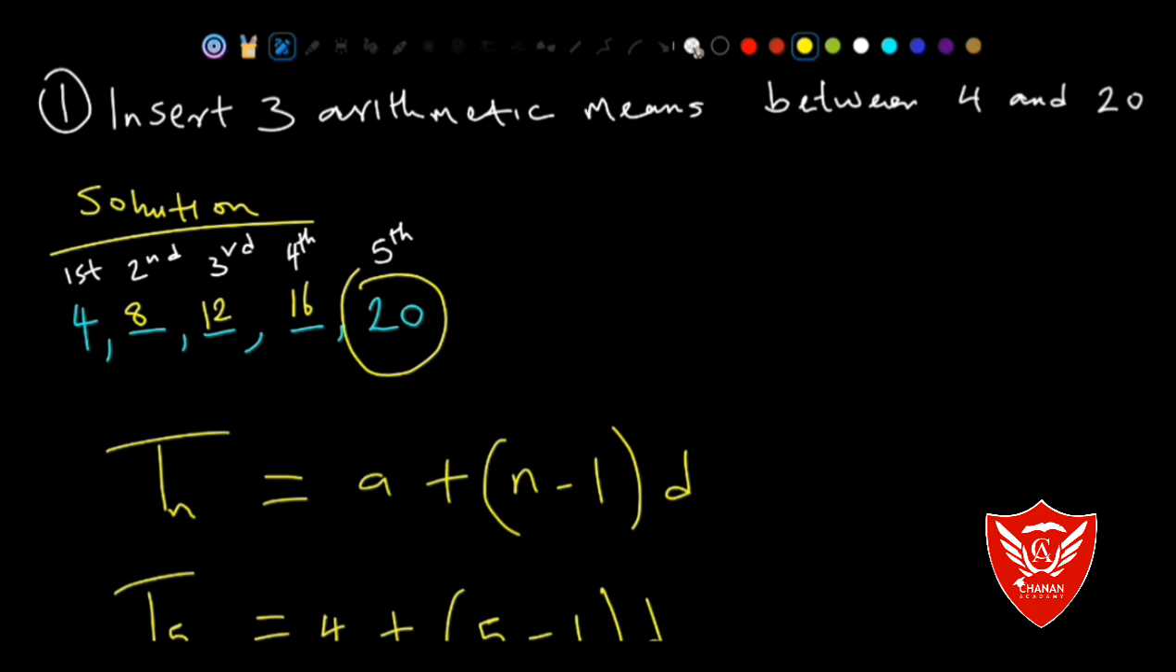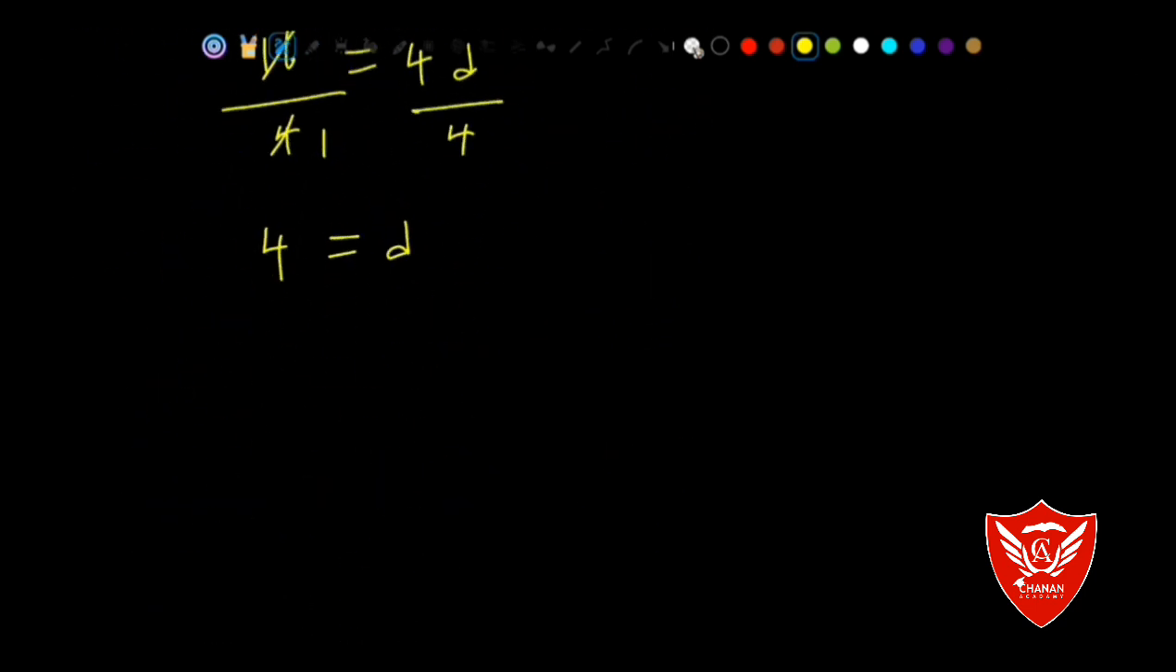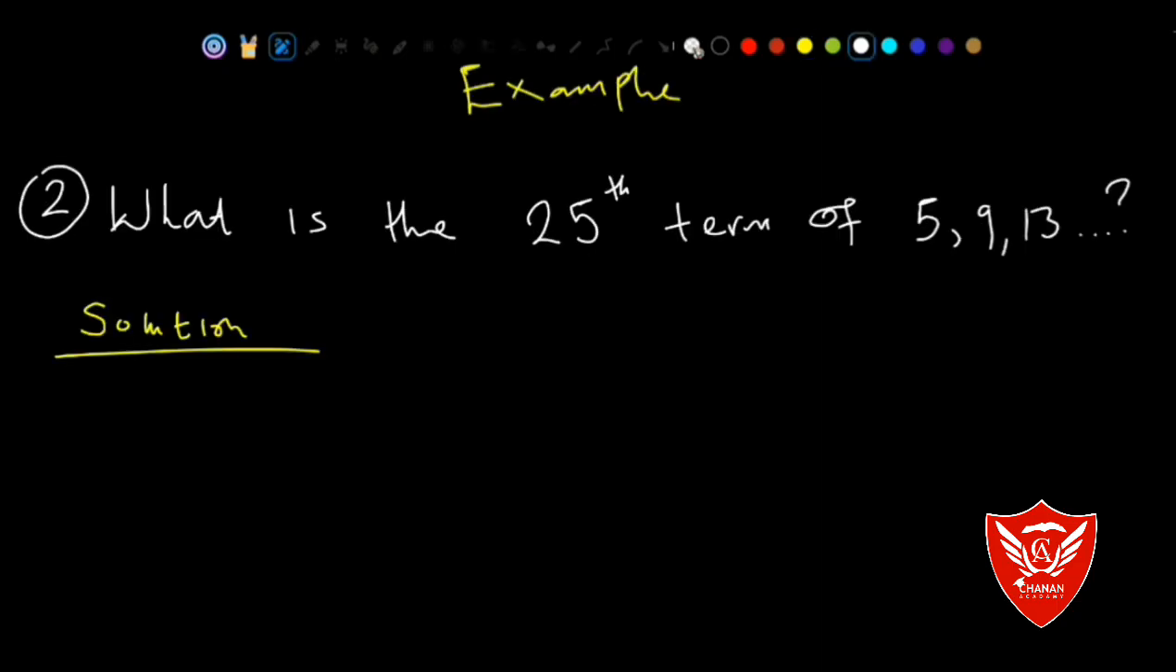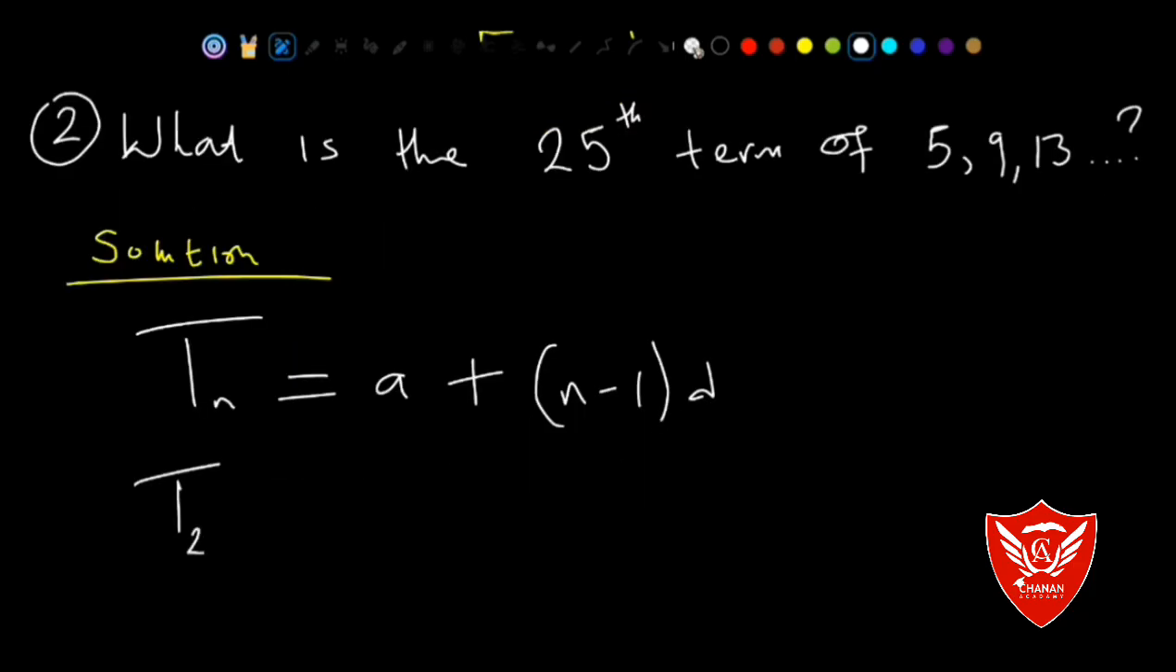So let's take another one. Alright, so we are asked to find the 25th term of this sequence. Okay, so let's bring out the formula. So we have T of n equal to A plus n minus 1 times the common difference. We're looking for T25. The first term, which is A, is 5. So put that as 5.